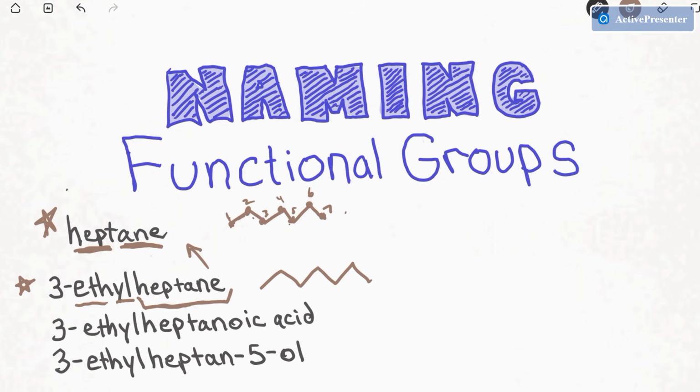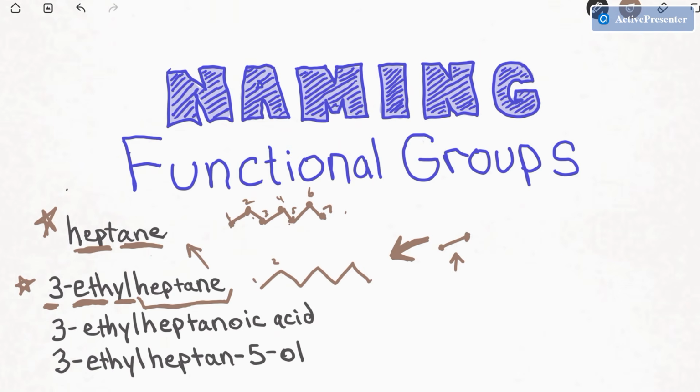The YL at the end of it means it's an alkyl, a substituent coming off of one of the carbons in this hydrocarbon. And the eth means that the short hydrocarbon chain coming off of here is going to be comprised of 2 carbons, single bonded to each other. So somewhere on this hydrocarbon chain is going to be this ethyl group connected to it. Now, where on the hydrocarbon chain is this ethyl group connected? Well, it's at carbon number 3.